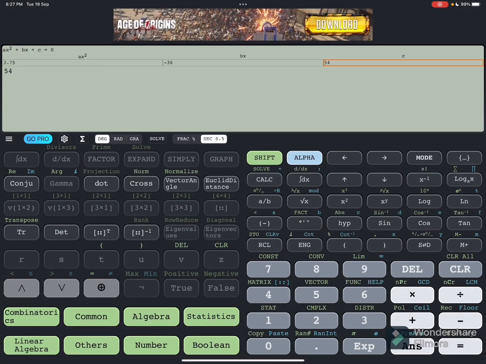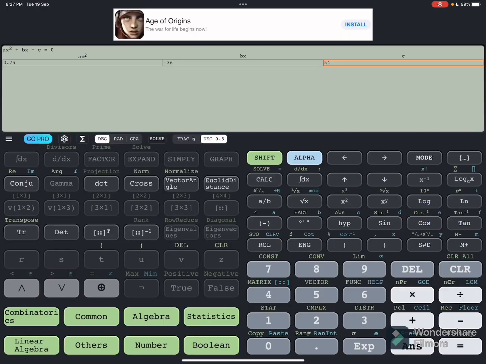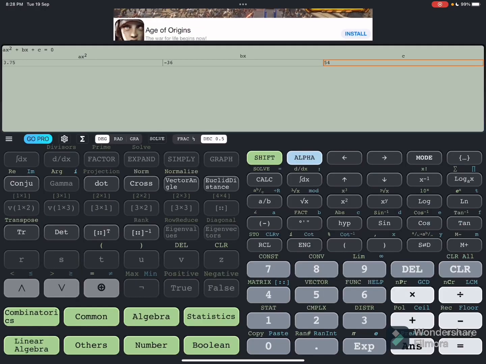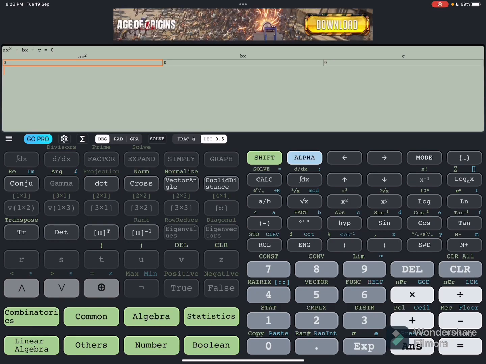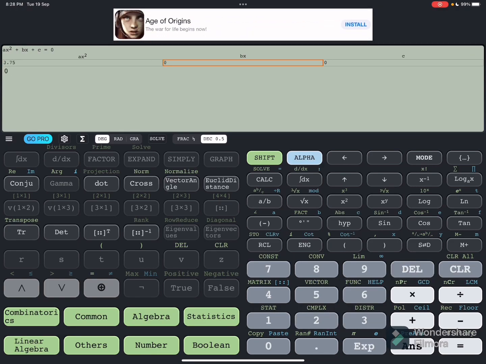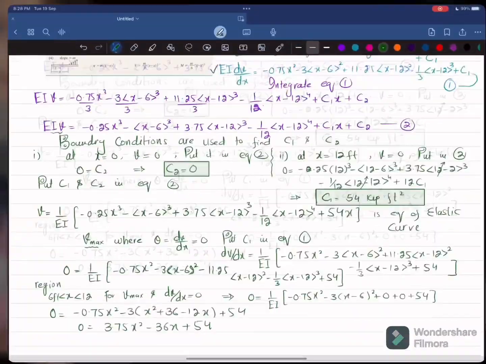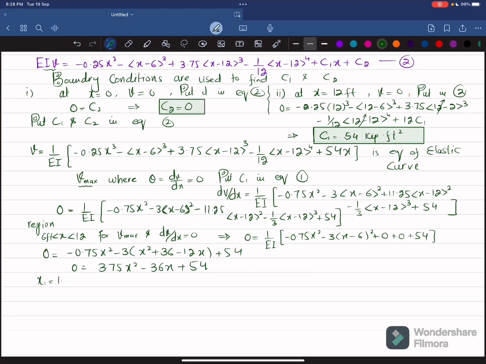If you are not aware, you can just go to this mode on the calculator. So you can see here, this is the quadratic equation, ax square plus bx plus c. So a is 3.75, b is minus 36, and c is 54. So you have two values, one is 1.86, another is 7.73. So write down this 1.86 and 7.73. So we have x1 will be equal to 1.86, or x is 7.73 feet.